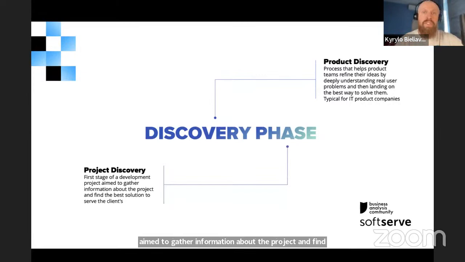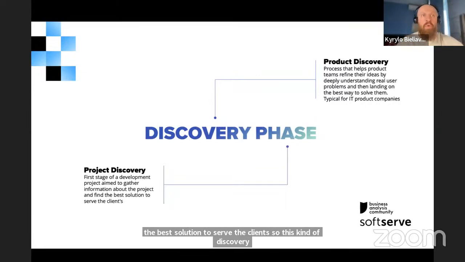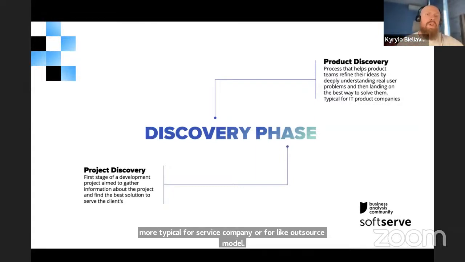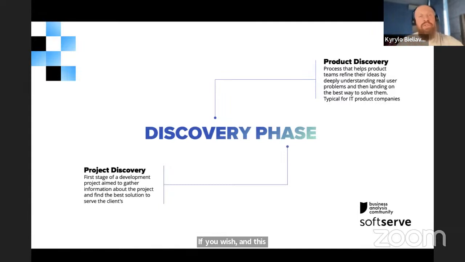This kind of discovery is more typical for a service company, or for the outsource model, if you wish. This is what usually happens, or should happen at least, when you have a client and you are a vendor or an IT company that needs to fulfill some sort of a project for a client. So this is the type of discovery that I will be talking about today. And I hope that you're excited to listen about that type of discovery.